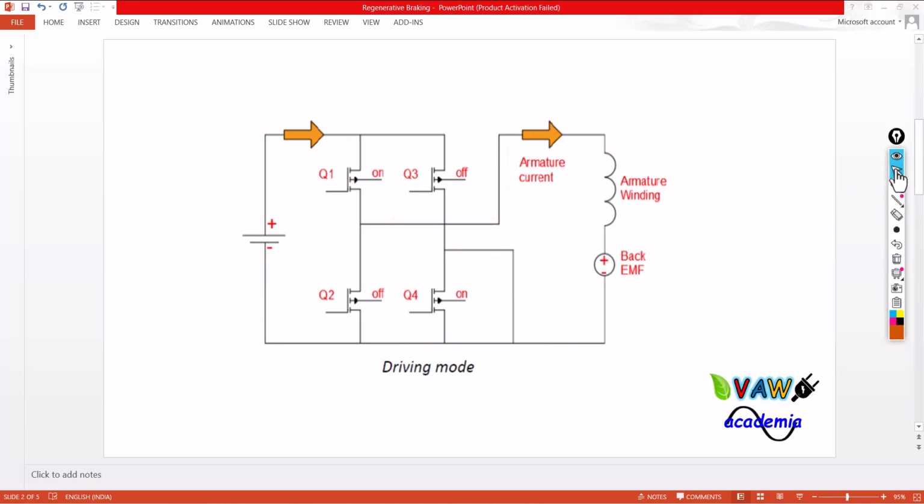Whenever the driver starts to apply the brake, remember that the regenerative braking system will effectively work only between 10 to a maximum of 50 to 60% of braking. If you apply more than 60% of braking, that means you are about to stop the vehicle. At that time, the regenerative braking mode won't charge the battery.